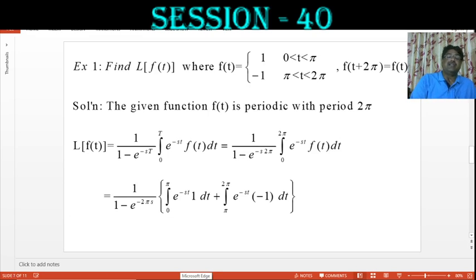Now, the example on that is: find L of t.